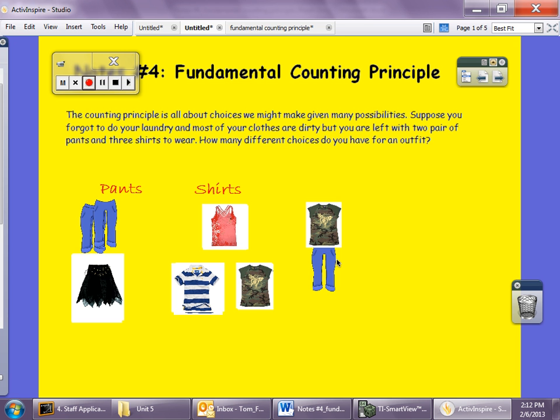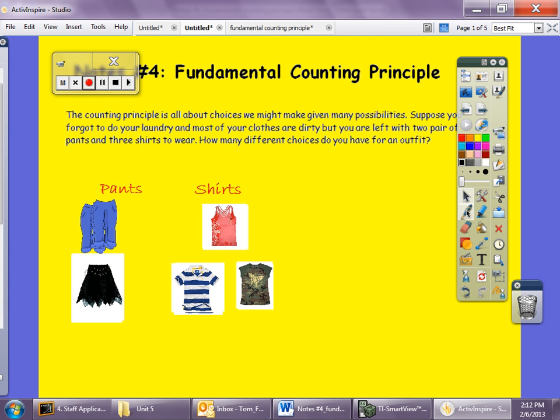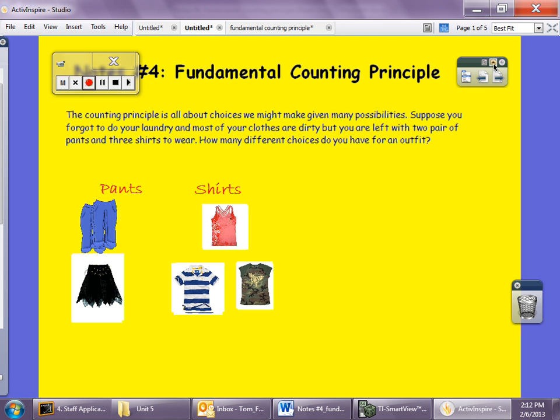So what we're going to be looking at is how many different outfits we can make. So what we want to say here is that given this, we have pants. So we have pants 1 and then pants 2. Pants 1 would be the jeans and pants 2 would be our skirt. So now we also have shirts: shirt 1, shirt 2, shirt 3. Here's shirt 1, here's shirt 2, and here's shirt 3.